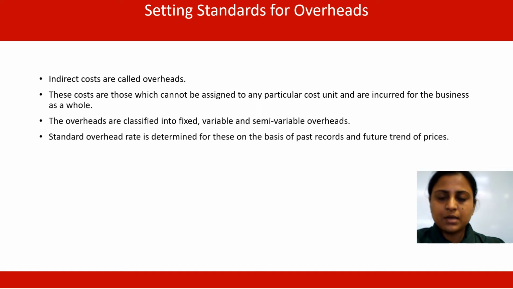Next is setting standards for overheads. Indirect costs are also known as overheads. These are costs which cannot be assigned to any particular cost unit and are incurred for the business as a whole. The overhead costs are classified into fixed, variable and semi-variable. Standard overhead rate is determined for these on the basis of past records and future trends of prices.